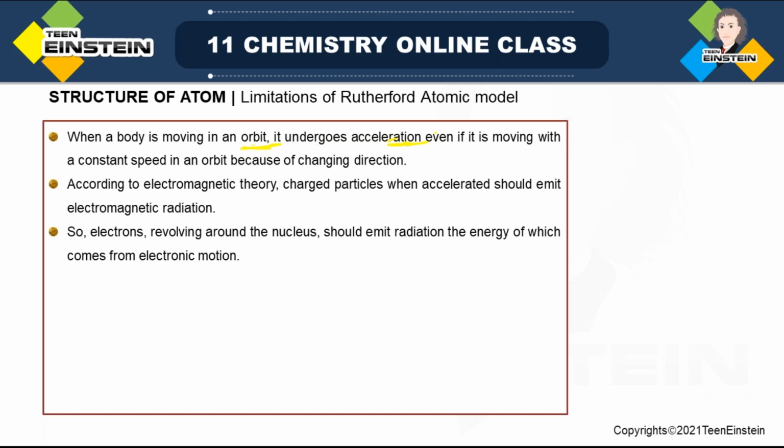So it is true that they are moving at constant speed, but as they are changing their direction, it is circular. They are changing their direction each moment. So that is why there will be acceleration. Without acceleration, they cannot revolve. So when a body is moving in an orbit and it is a charged body, there will always be an acceleration because each moment they are changing their direction.